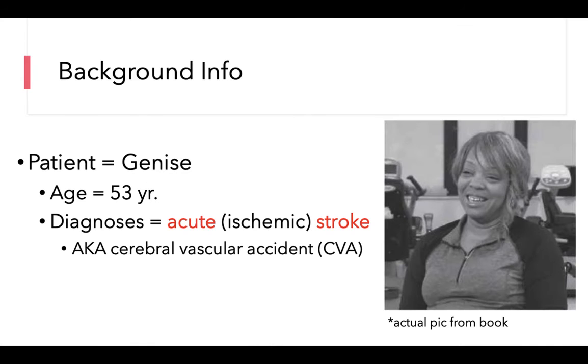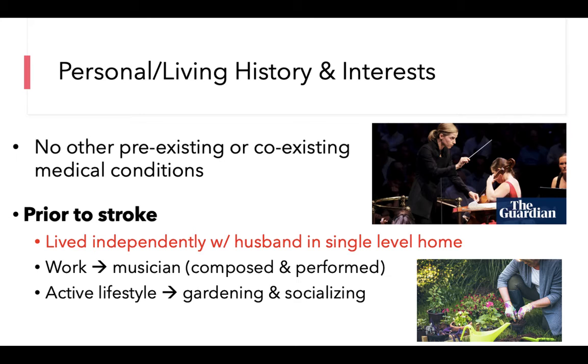So I'm Trevor Roberts, and my case study was on Janice, who was a 53-year-old female diagnosed with an acute stroke, which we also know as a cerebral vascular accident. She has no other pre-existing or coexisting medical conditions, and prior to her stroke, she was living independently with her husband in a single-level home.